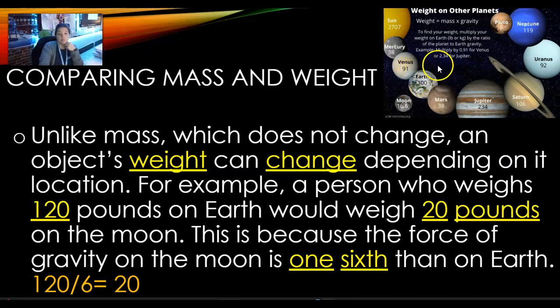To find your weight, multiply your weight on Earth, in pounds or kilograms, by the ratio of the planet's gravity to the Earth's gravity. Example, multiply by 0.91 for Venus or 2.34 for Jupiter. So Jupiter, man, it would be incredibly hard to lift your hand on Jupiter because you're 2.34 times as heavy on Jupiter, whereas on Venus it'd be a little bit easier because you don't have as much on you.